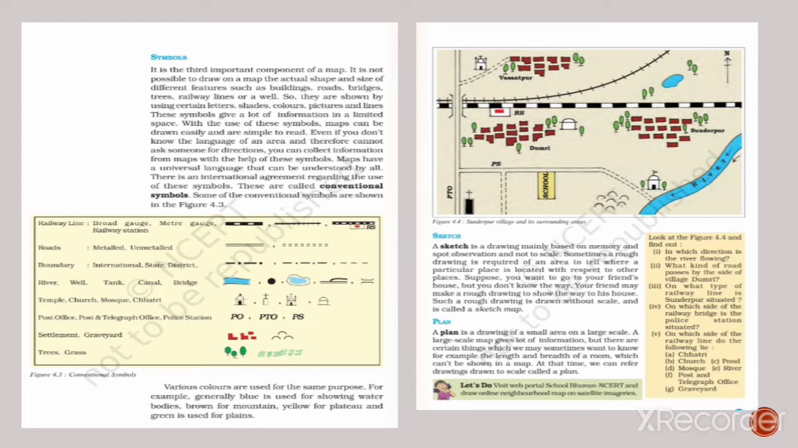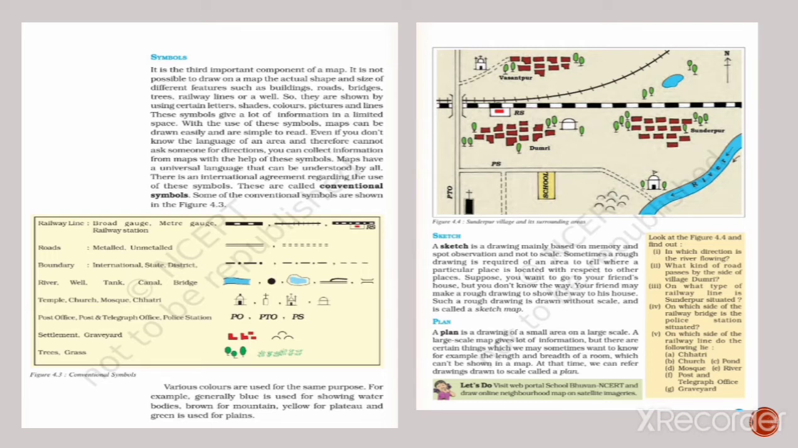For indicating a water body, we use blue color. So for indicating a water body, we are using its color. In this way, we use symbols, colors and so on to represent a particular thing. Maps have a universal language that can be understood by all, and these are called the conventional symbols.